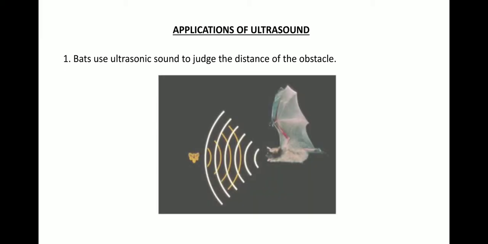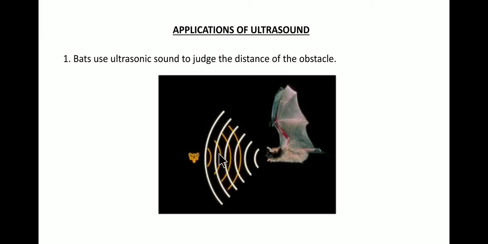So let's learn about applications of ultrasound. Number one, bats use ultrasonic sound to judge the distance of the obstacle. So you may have heard about this. How it works is the bats produce the ultrasound. Over here you can see these lines. These are the ultrasound which reaches the obstacle and the obstacle reflects them back. The reflected ultrasound is received by the bats and they come to know how far the obstacle is.